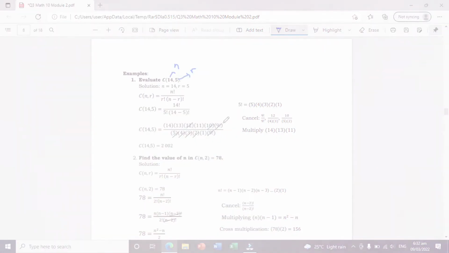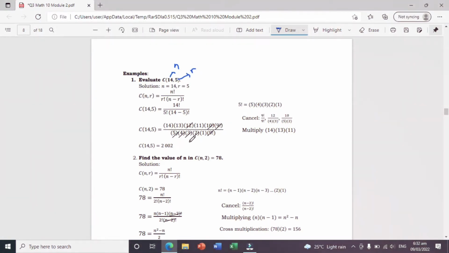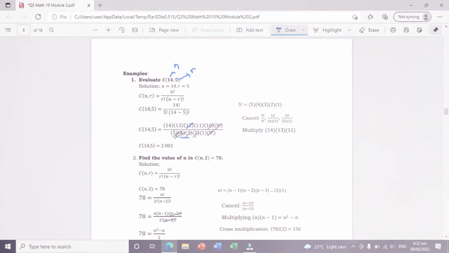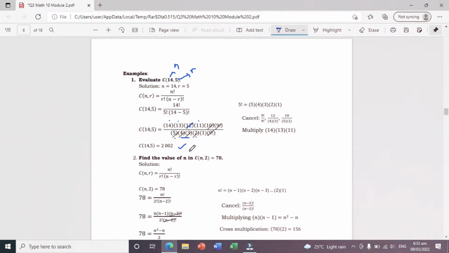So we stop here. This can be cancelled. Then we look for other factors that can be cancelled. It's elementary math. What is left here is 14 times 13 times 11. Why was this cancelled? 4 times 3 is 12, so 4 and 3 cancel against the 12 above. Then 5 times 2 is 10, so you can cancel the 10 above with the 5 and 2. That is why only 14 times 13 times 11 is left. So 2002 is the answer for C(14,5).